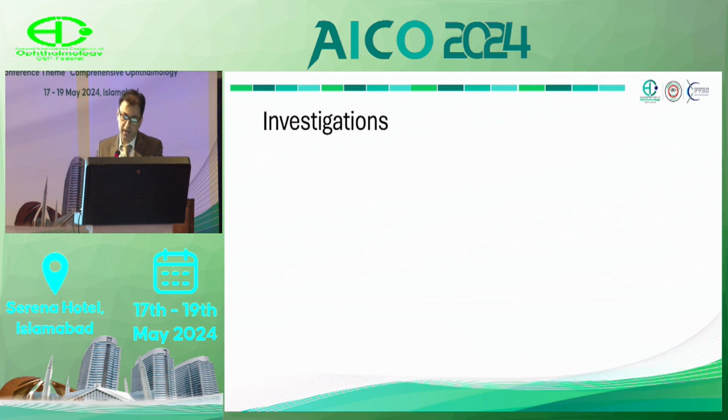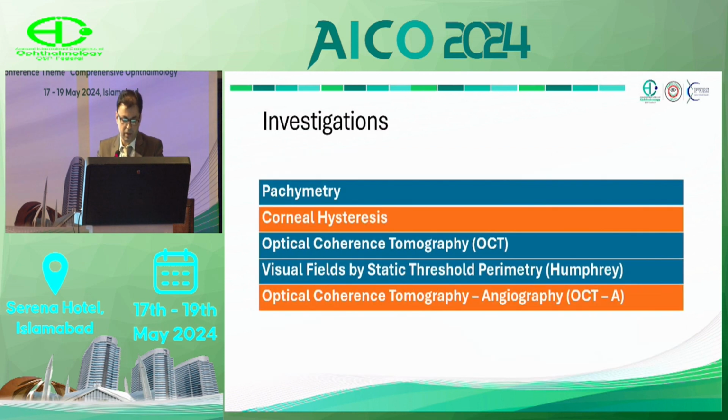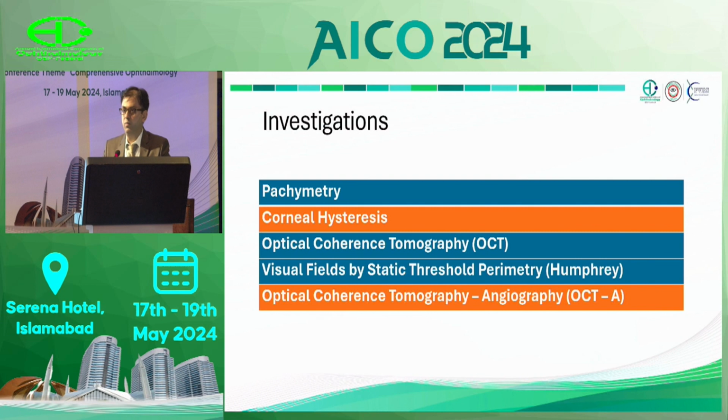So what they have added in their investigations, apart from the pachymetry, OCT and visual field, they have added corneal hysteresis and OCT angiography. Now, corneal hysteresis and OCT angiography can be helpful in certain cases which cannot be diagnosed on routine investigations like optical coherence tomography and visual field analysis. So corneal hysteresis and OCT angiography are added by the Pakistan Glaucoma Association guidelines.